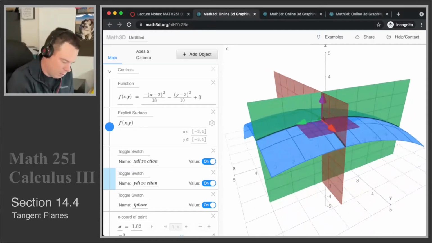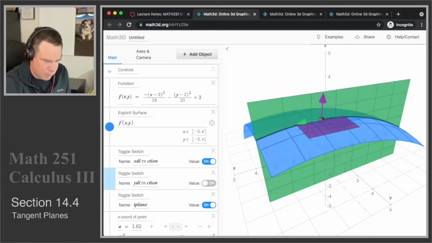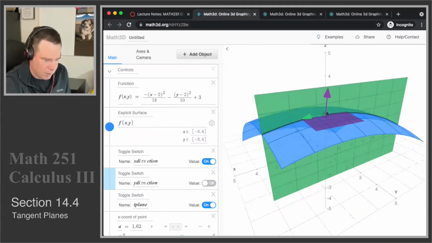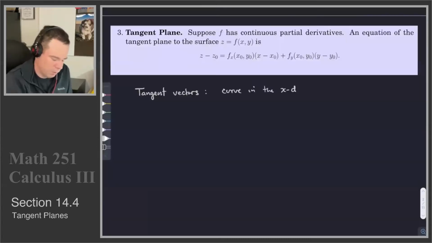So the tangent vectors, maybe I'll write it like this. The curve in the x direction on this one here. So I'll show you in the diagram. So that's this curve here, this black curve. We're going to find that green vector. So we're going for the curve in the x direction.